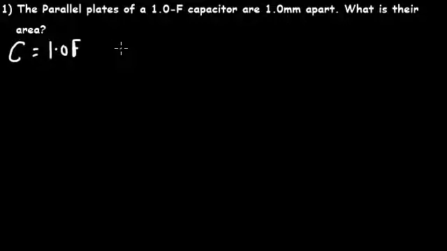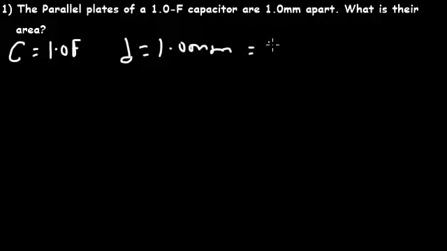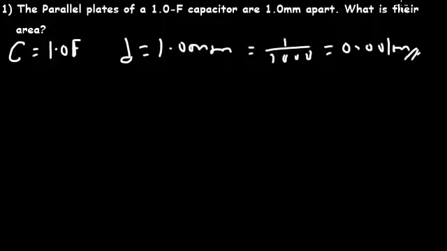I said the two metal plates are separated by a distance of 1.0 millimeter. However, this distance has to be in meters, so we need to divide it by 1,000 in order to have it in meters. So therefore, 1 divided by 1,000 is simply 0.001 meter. And that's perfect. So what formula would help us to determine the area of one of these plates?